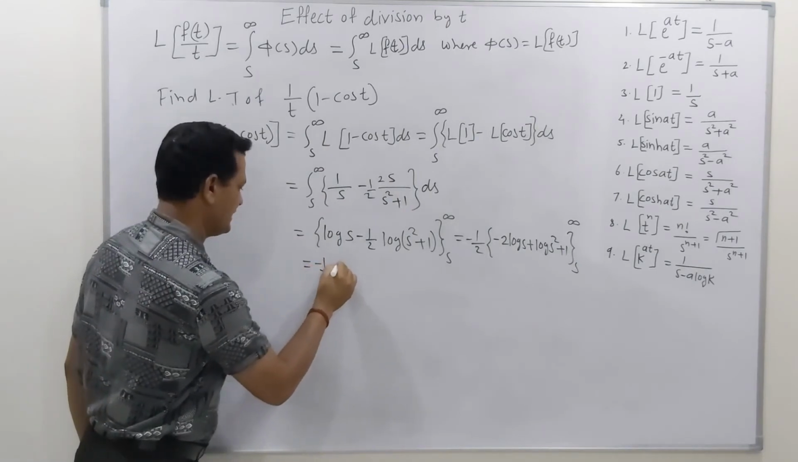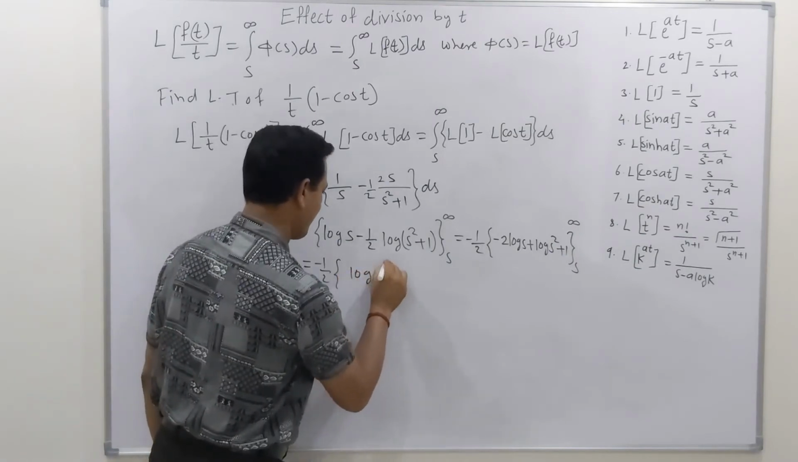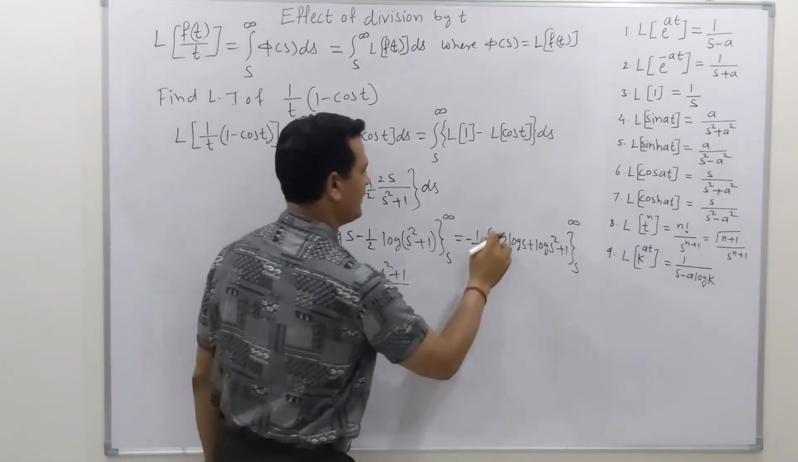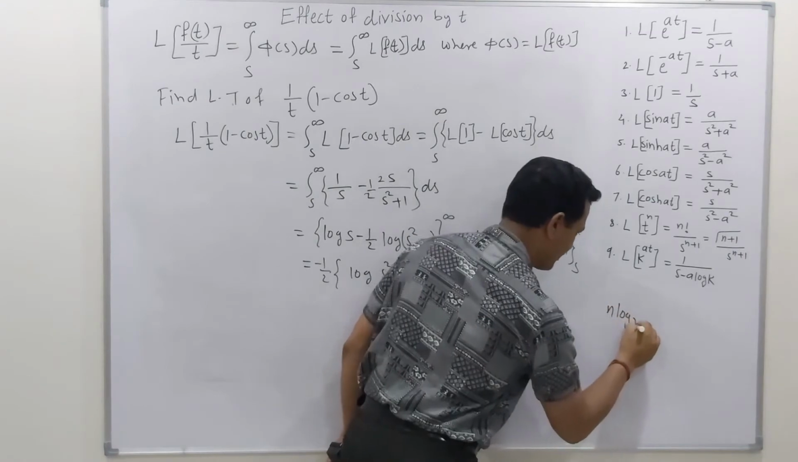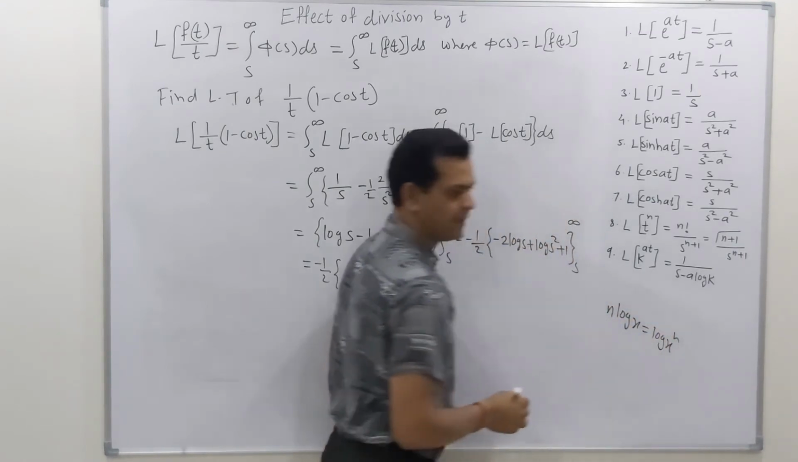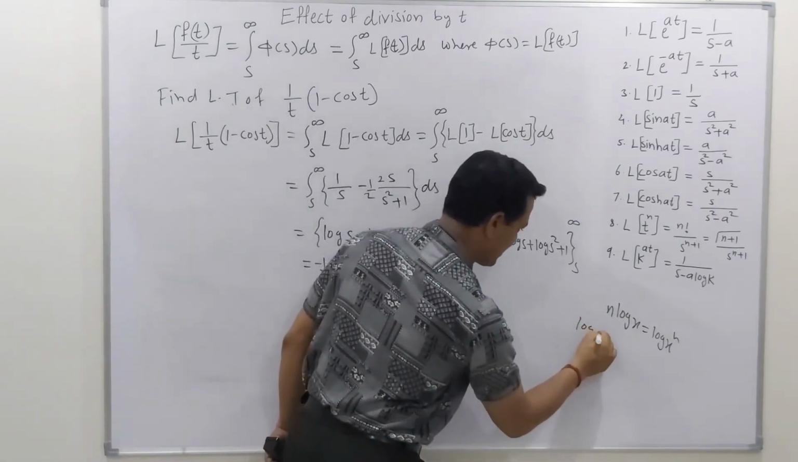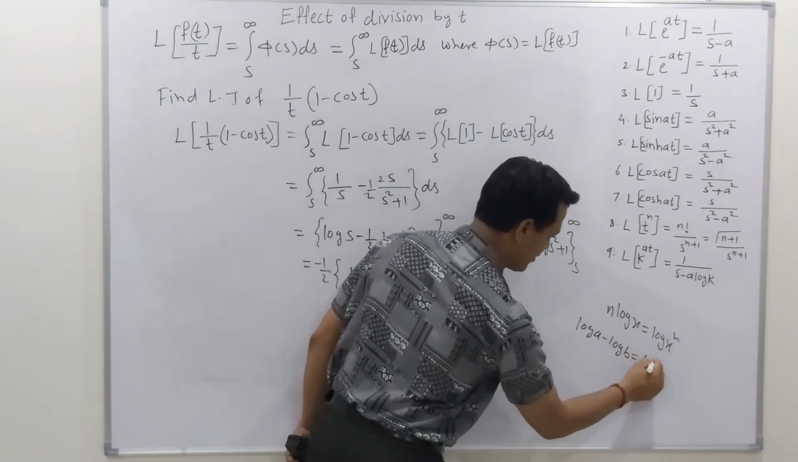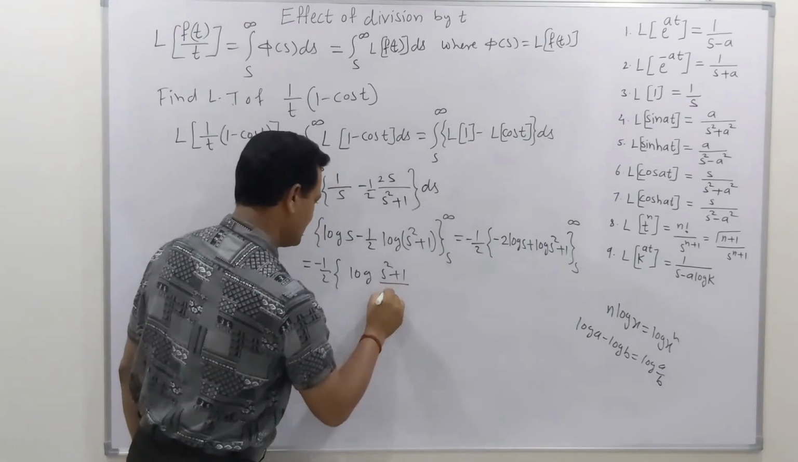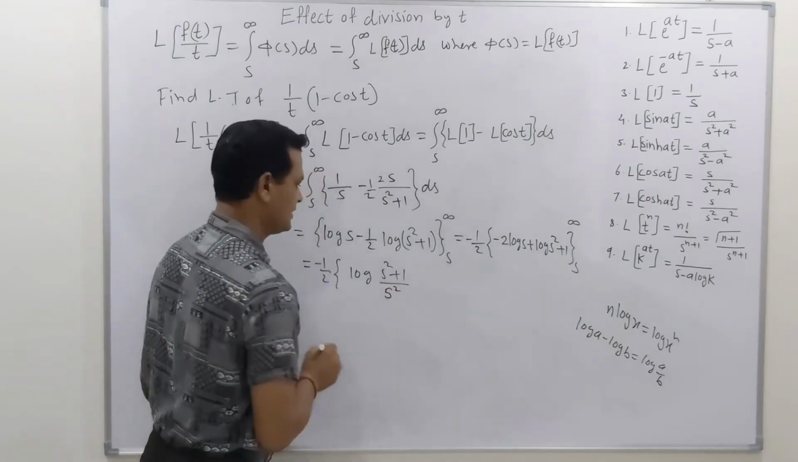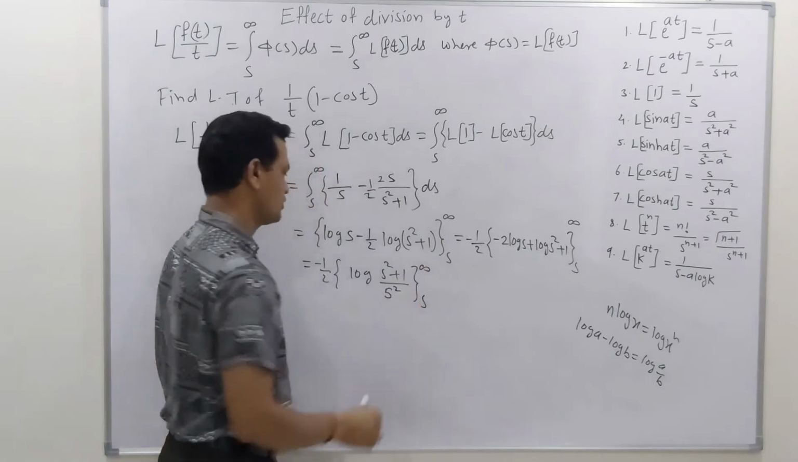Once again, if we simplify this, then we get minus 1 upon 2 times log of s square plus 1. Taking the 2 as a power of s, according to the theorem, n into log of x is equal to log of x raised to n. Because of the minus sign, using log a minus log b equals log of a upon b, we can write this as log of s square plus 1 upon s square, and its limit is s to infinity.